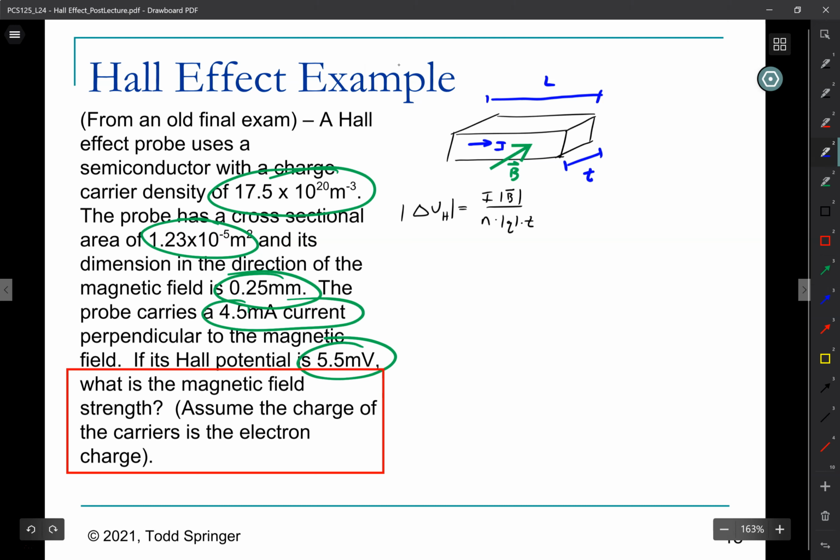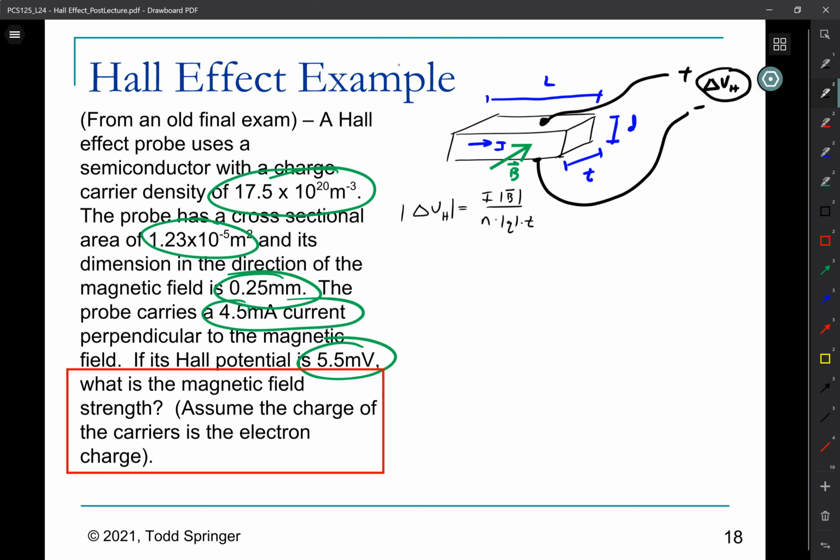And then the other direction is the depth D, and that's the direction along which the Hall voltage is being measured. So if I hook up my voltmeter like this, a plus and a minus, this is delta VH. So the Hall voltage is measured along the distance D, the magnetic field goes along T, the current goes along the length direction.